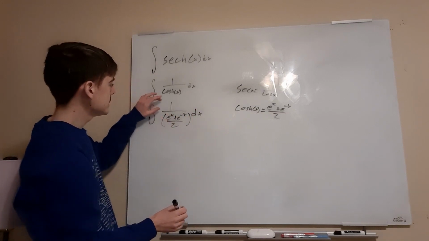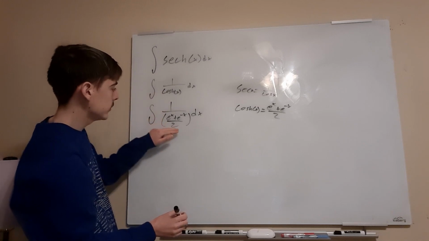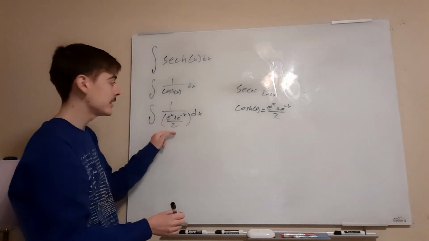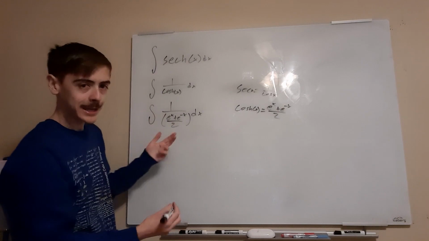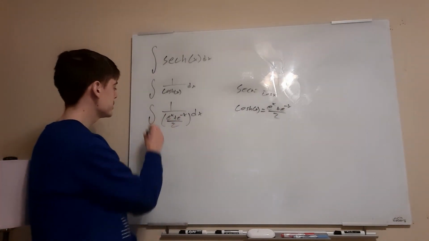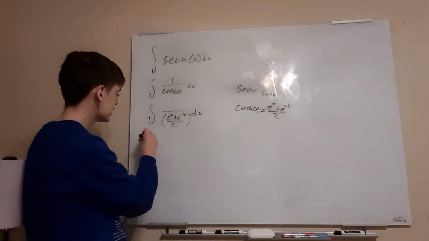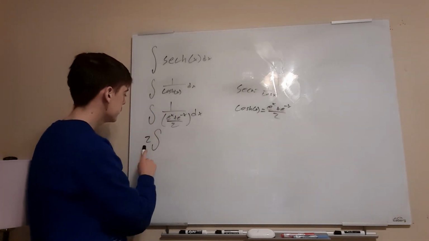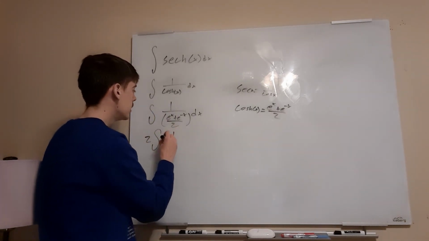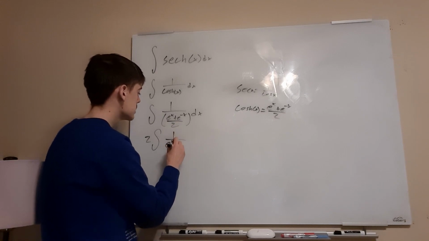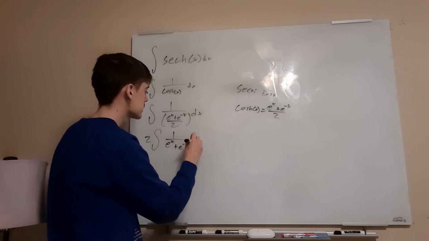And now this is the same as 1 over 1/2 if we're just considering this 2 in the denominator of the denominator. So this is actually just going to simplify to a 2 in the numerator. And so I'm going to pull that constant out. Doing that, we're going to be left with 2 times the integral of 1 over e to the x plus e to the negative x dx.